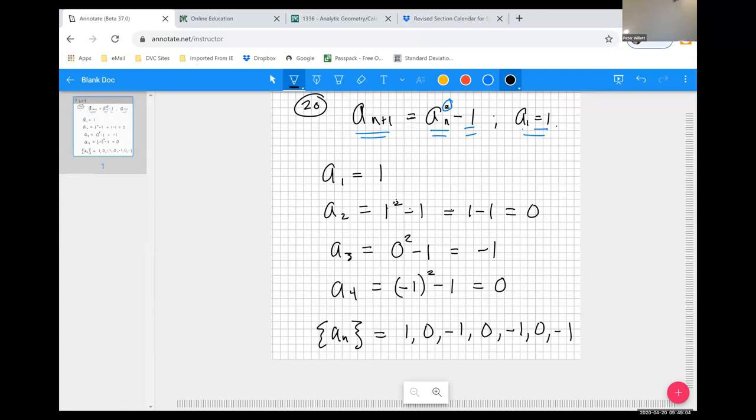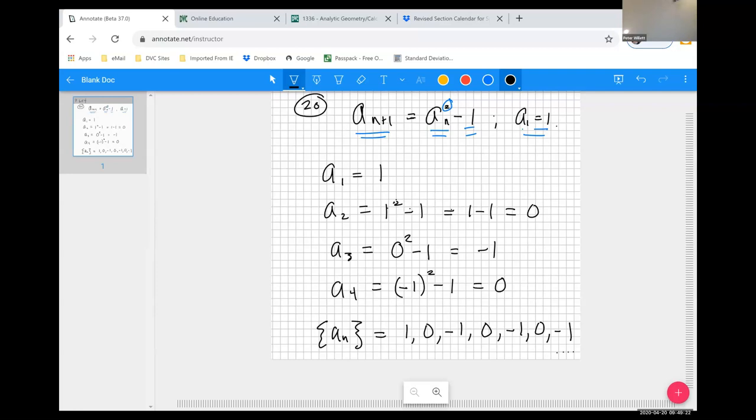So this is an interesting sequence, and it would just keep going. It's interesting because it started with a 1, but then after giving a 1, which led to a 0, it continues to oscillate between zeros and negative 1s after that.